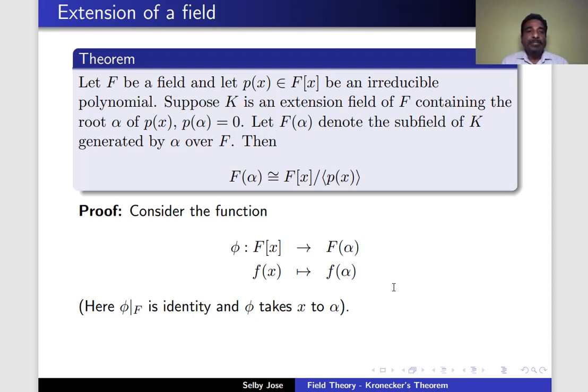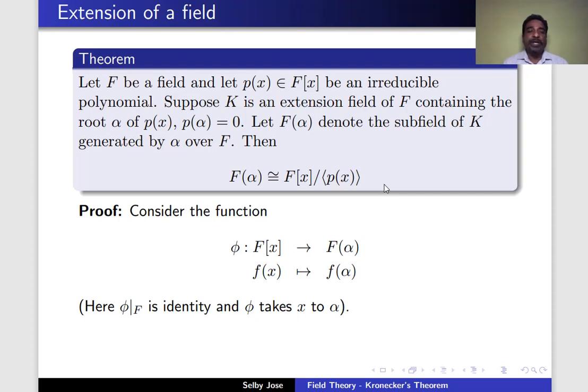The theorem says: let F be a field and p(x) belong to F[x] be an irreducible polynomial, and K be an extension of field F containing a root α of p(x). And let F(α) denote the subfield of K generated by α over F. Then we can show that F[x] mod ⟨p(x)⟩, the ideal generated by p(x), is isomorphic to F(α). Let us see the proof of this.